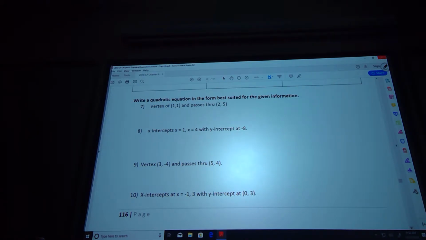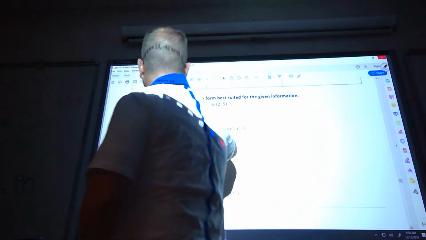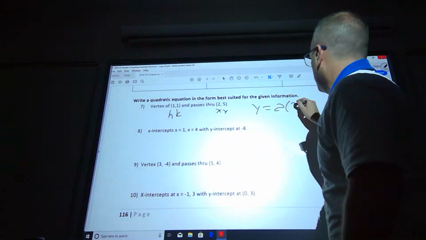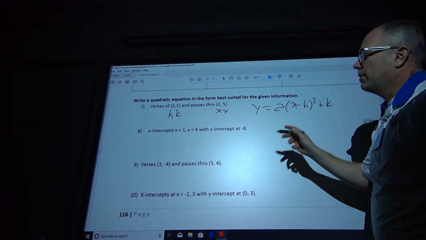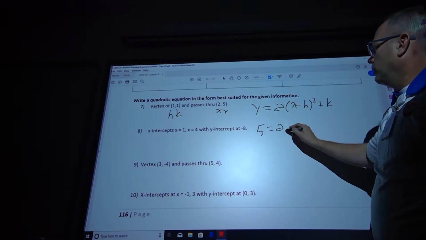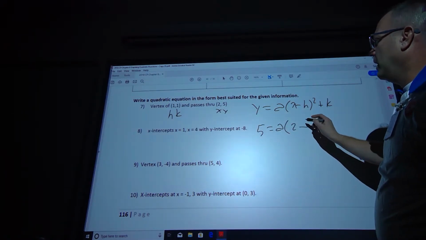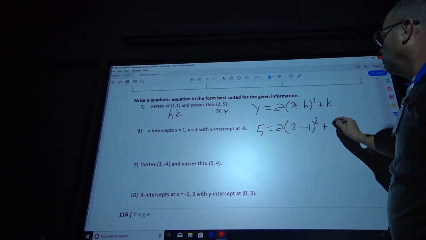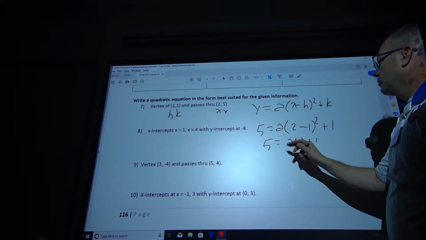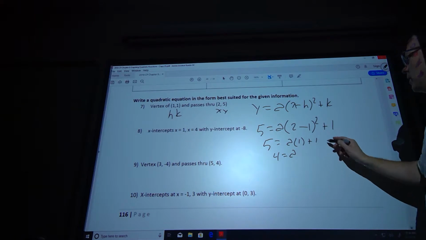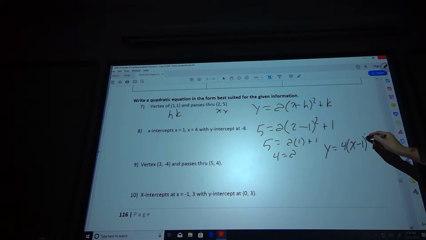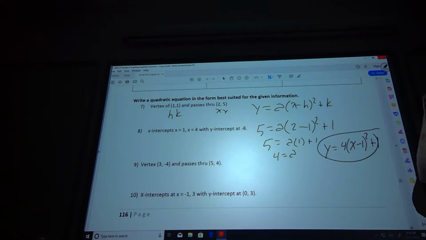All right, write the equation. Okay, so if we're given the vertex, that's h and k. This is an x and a y value. So I'm going to use the equation y equals a times x minus h quantity squared plus k. Remember, I have to solve for a right now. So my y value is 5. My a value I don't know. My x value is 2. My h value is 1. And my k value is 1. So I get 5 equals a times 1 squared, which is just 1, plus 1. Subtract the 1, so my a value is 4. So my equation is plugging the a value back in, and my h and my k value. There's my equation for number 7.